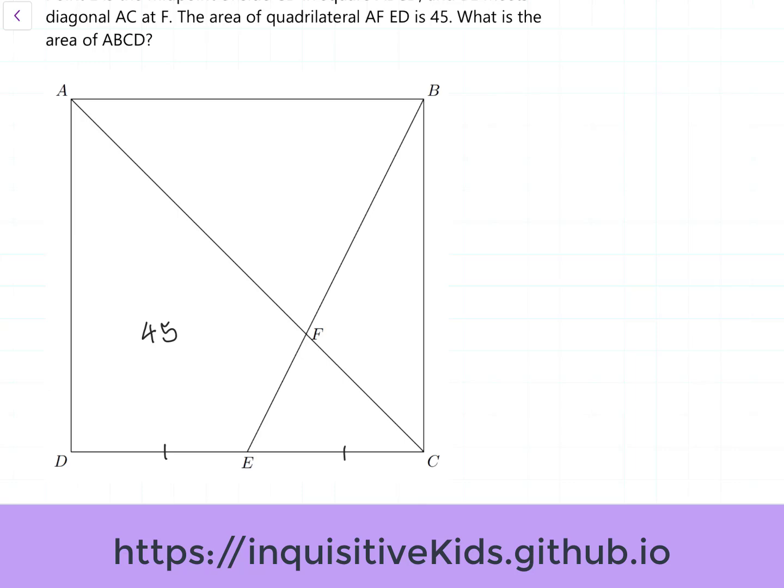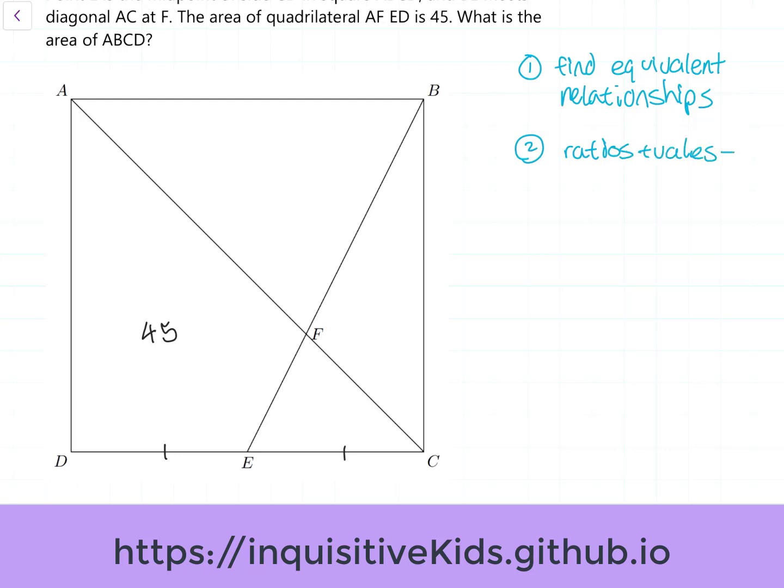Well, let's first try two things. We're going to find equivalent relationships. In other words, we're going to write a system of equations to help us solve for the variables. And second, we are going to find similar triangles. Because we have ratios and some values, we know that we're going to be looking for similar triangles or similar shapes in general, but in this case, similar triangles, because there are only triangles here.